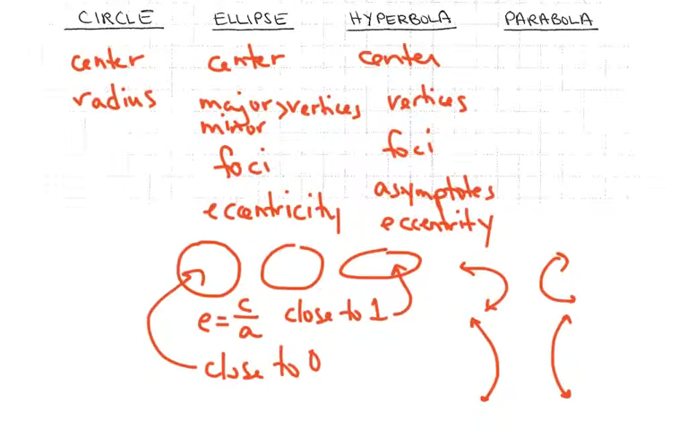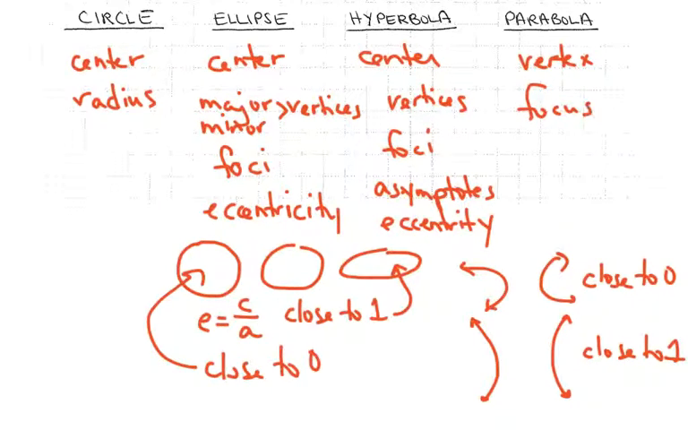For an ellipse, this is the one that would be close to 1 if it's not very curvy, and if it's pretty curvy, it'd be close to 0. Parabolas. Instead of calling it a center, we called it the vertex. And parabolas had one focus, not foci. It also had something called the directrix. So these were the key words that went with each type of conic section.